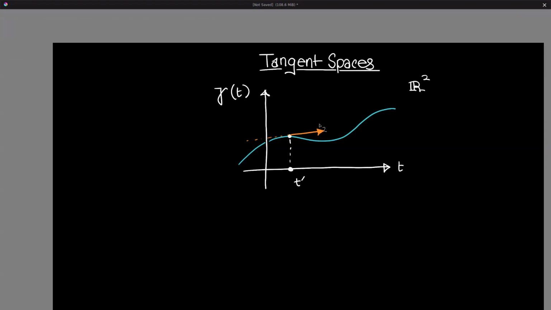And you can prove that there's only one line on which these can exist that touches the curve at only one point. Any other line will intersect that curve at 2 points. So this is what we call a tangent vector.